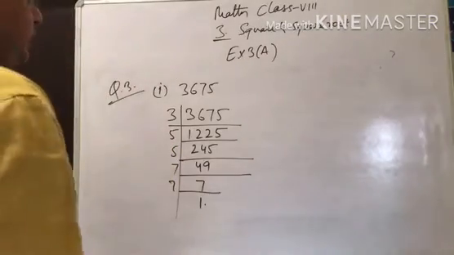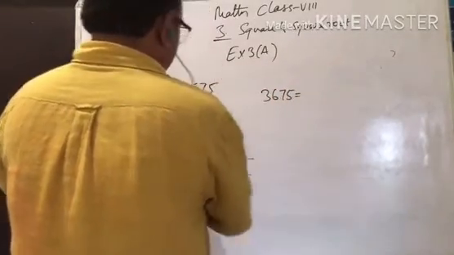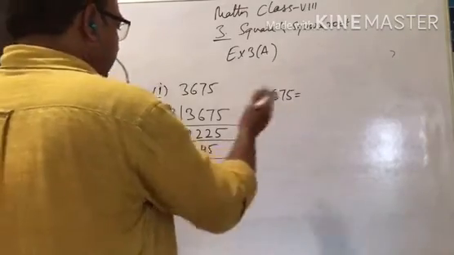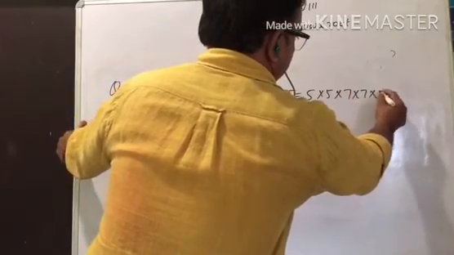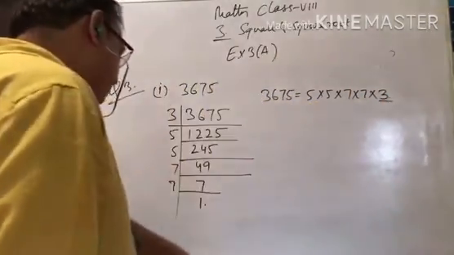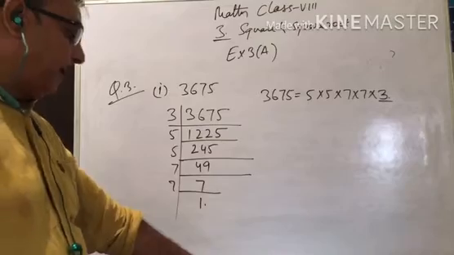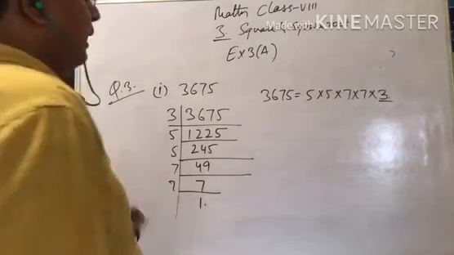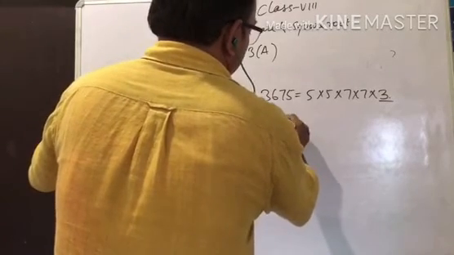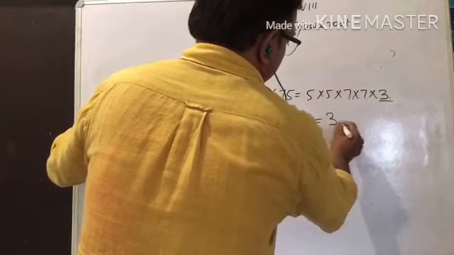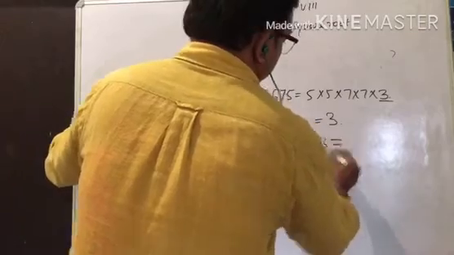So the prime factorization of 3675 is equal to, we write 3 at the last, first 5 times 5, then 7 times 7, then 3. The question is, by what least number should the given number be multiplied to get a perfect square number? The least number is 3.